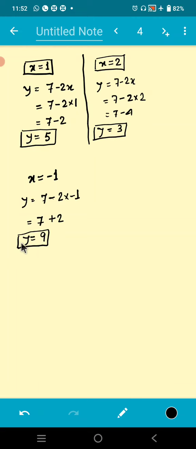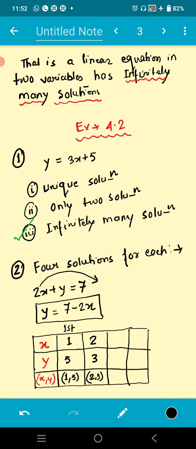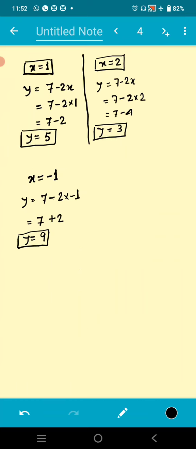Fine, so it is also possible. So this is another solution. So when we keep the value of x as minus 1, we get the value of y as 9. So what will the ordered pair look like? Minus 1 and 9. So let us keep another value.